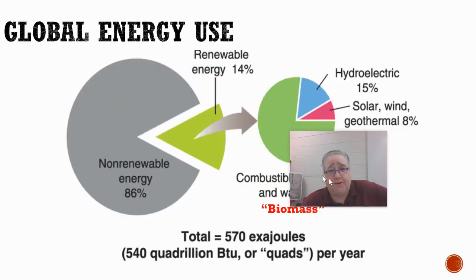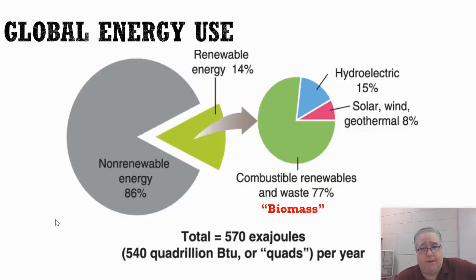All right, so this pie chart here, we've been looking at a lot of pie charts, but on the left, this is again our global energy use. When you break it down, 86% of all the energy used in the world is non-renewable energy. So coal, oil, natural gas, nuclear, that all fits into this gray area. Renewable energy is only about 14%. Now, of that 14%, that's where this pie chart comes in. This breaks down that 14%.